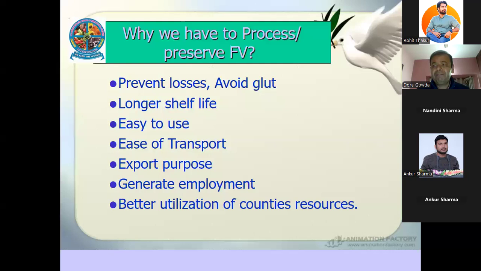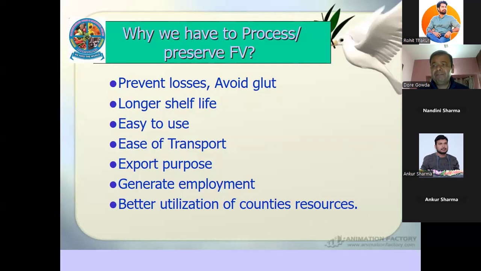For example, if we have to export mango, we can make pulp and then it can be exported. Similarly, even mangoes can be preserved by a method called osmotic dehydration, or ordinary dehydration. Once these are processed, it will be very easy to use.